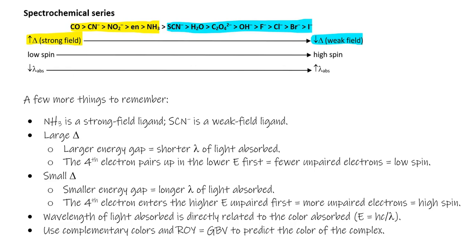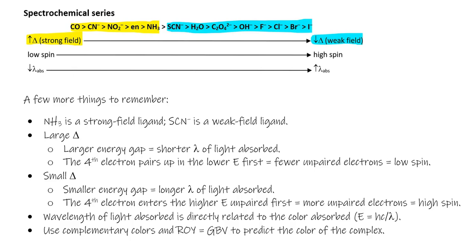In terms of electrons, the first three electrons will fill into the first three orbitals as unpaired electrons, regardless of which ligand is attached. Where the fourth electron goes depends on delta. For strong field ligands, the fourth electron will enter the lower energy level paired because the pairing energy is less than delta.